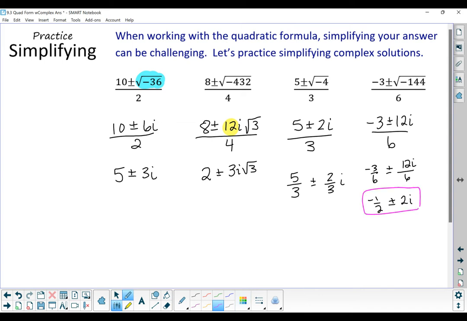Negative 1/2 plus or minus 2i. If you left it like this, it wouldn't be the end of the world. Your answer is correct. It could be simplified a little bit. Another way you could write this is negative 1 plus or minus 4i over 2, reducing a factor of 3. Sorry, I'm not writing it right. That's another way you could write this one. And you can kind of see the 1/2 and the 2i there.